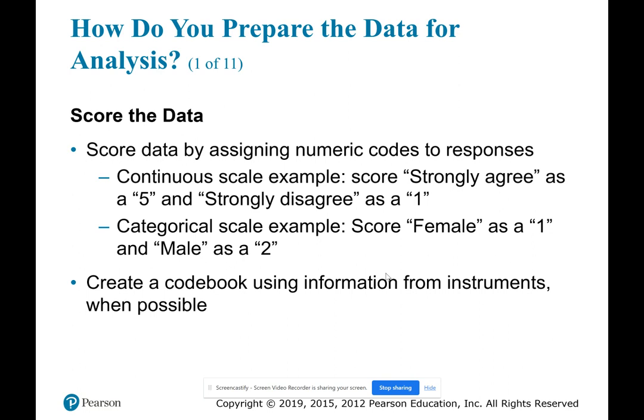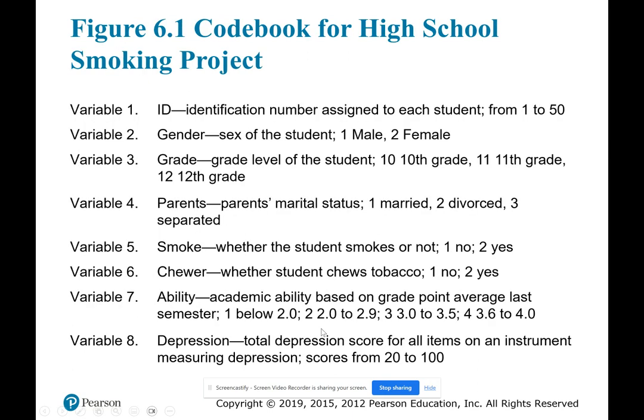You can also create something called a code book. That way you can write down how you're scoring all the information, so you can go back and refer to it and stay consistent with your scoring. Okay, so here's figure 6.1, and it's on page 174, and this is an example of a code book.